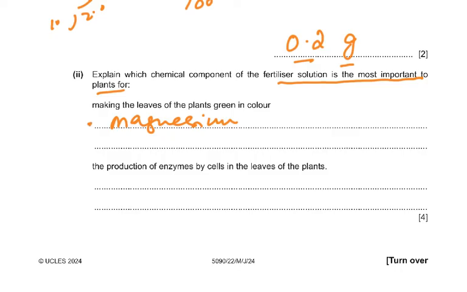And the magnesium is important. Why? Because it is important for the chlorophyll molecule which makes the plants green. So 1 mark for magnesium, 1 for chlorophyll is for 4 marks.